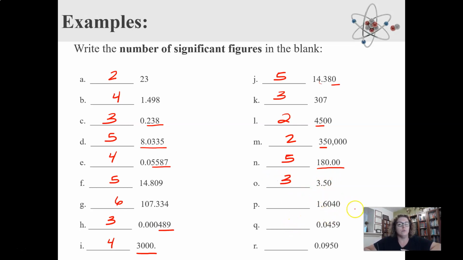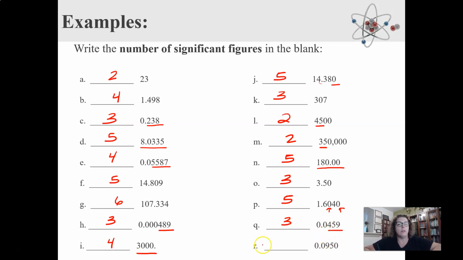I got kind of 2 rules happening in letter P. I got captive zeros, and I have a trailing 0. So we already know captive zeros definitely are significant. But does a 0 at the end, is it significant? And yes, it is, because it's after the 4, and I have a decimal. So I see 5 significant figures. Letter Q, I see only these 3 as my significant figures. The zeros in the front do not count as sig figs because they're leading zeros.